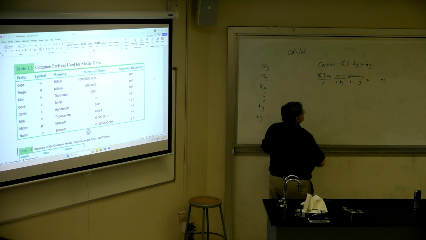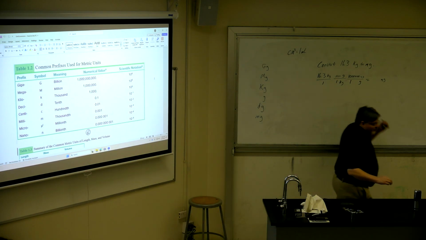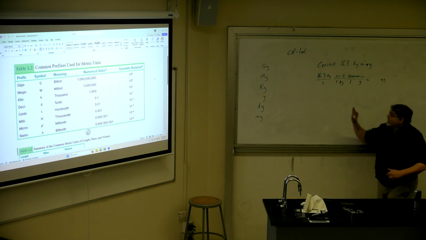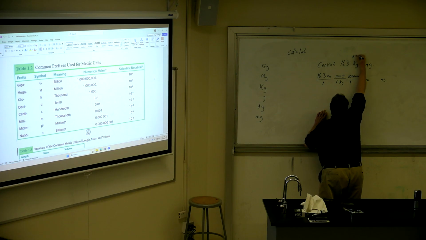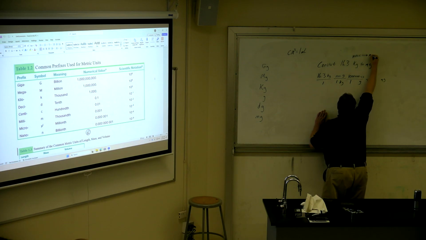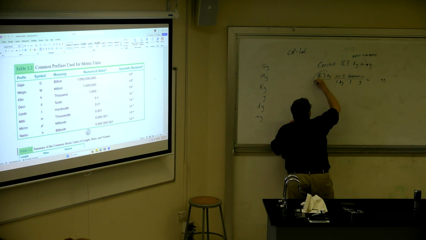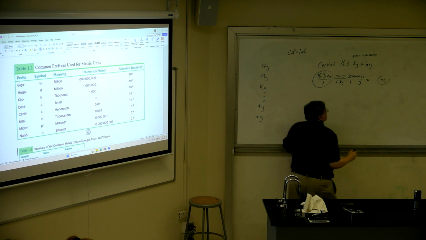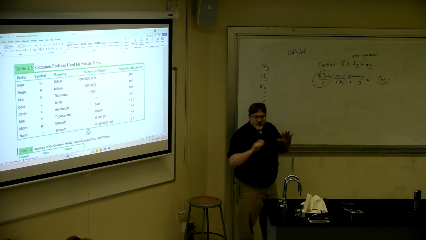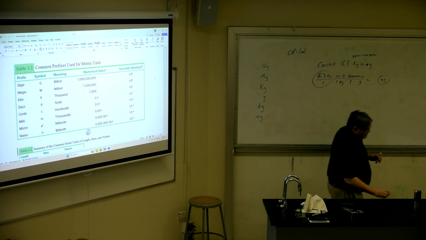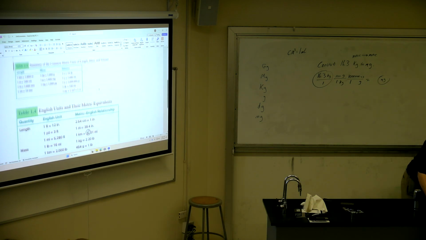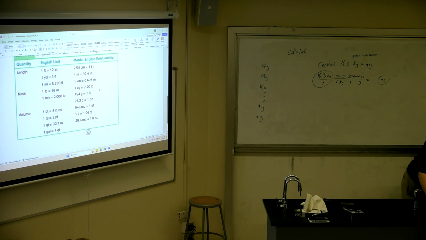Let me make a point before I go deeper into this. These are conversion factors going from metric. You're given something in the metric system, and you're converting it to something else in the metric system. So let me sort of categorize what we're doing. Back off this a little bit. You see that that's a metric to metric conversion. All right.